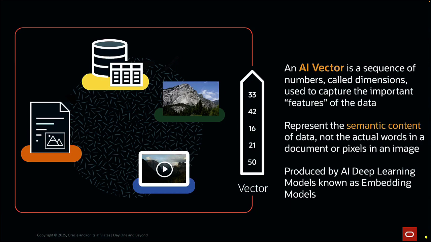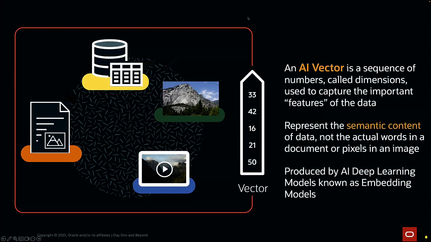These digital objects get run through an embedding model, which generates one of these vectors. Many of these embedding models are trained using sentence transformers, neural networks, or other deep learning techniques to generate or create these vectors.